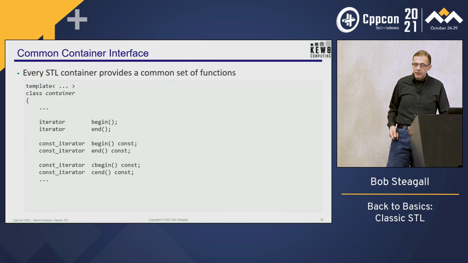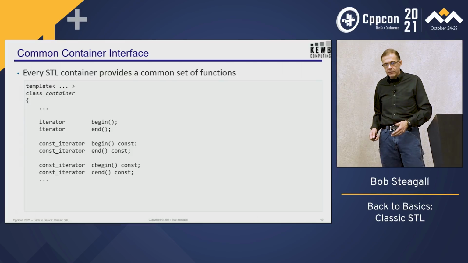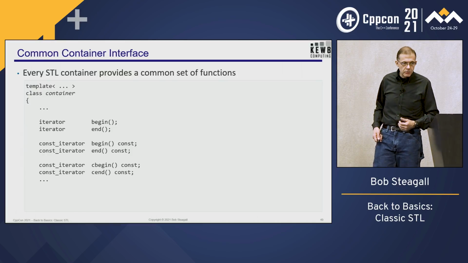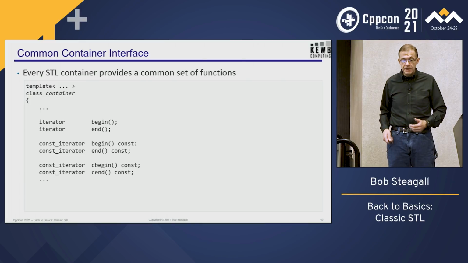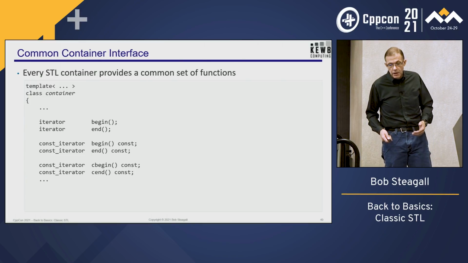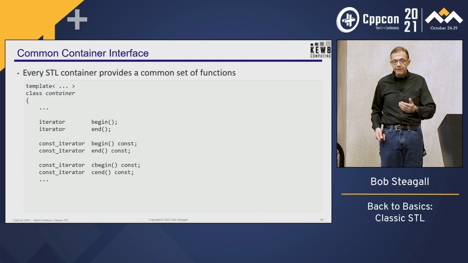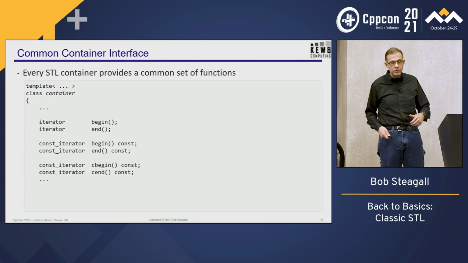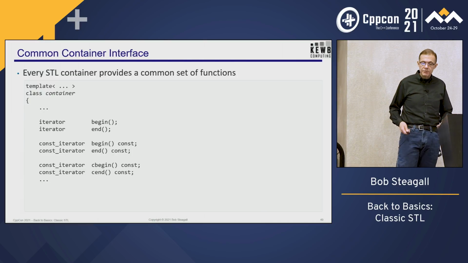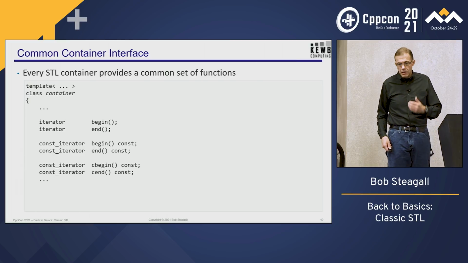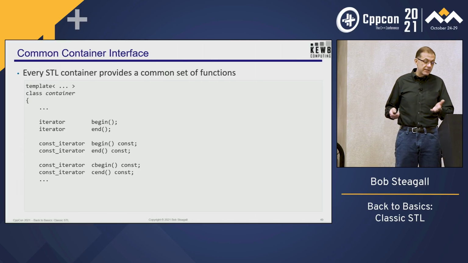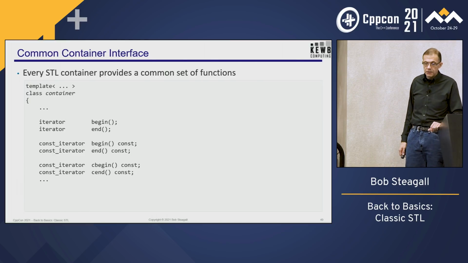Every STL container also provides a common set of functions. You have begin and end, the non-const begin and end, which return iterators. You have const begin and end, which return const iterators. And you have cbegin and cend, which were added, I think, in C++11, which return const iterators. And the C in the name obviously means const.